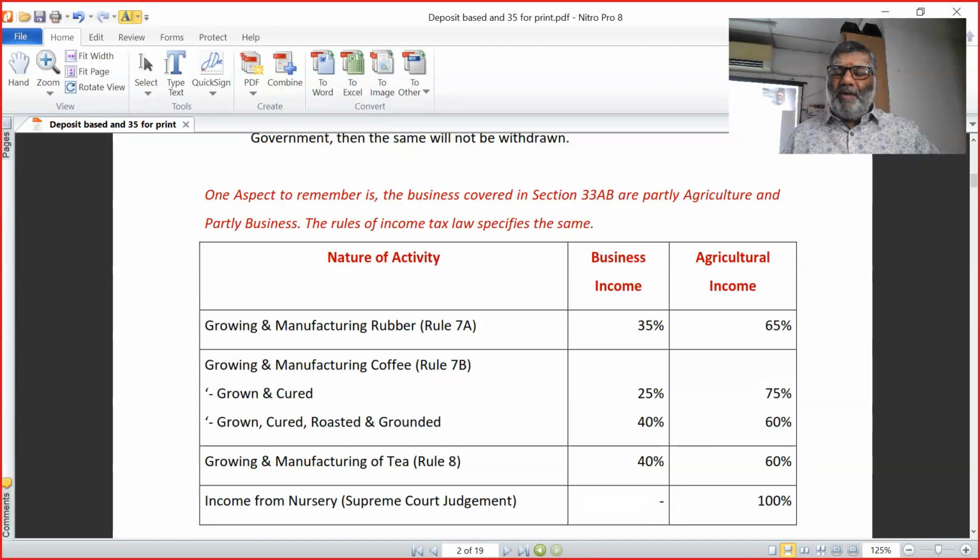So as we were discussing, these are partly agriculture, partly business income. We call them Rule 7A, 7B, 8, etc. Tea and coffee, 60-40 normally. Coffee in a raw format, without curing, grinding and roasting, is 75-25. Rubber 65-35. The larger portion goes for agriculture, the smaller portion for business. Please read it once.